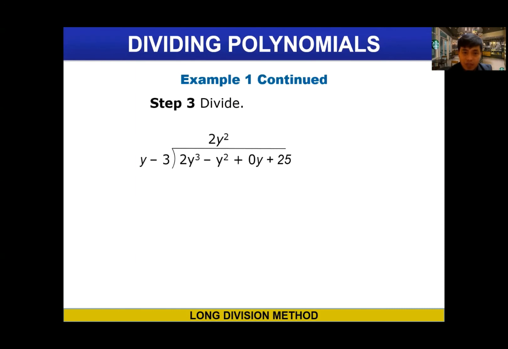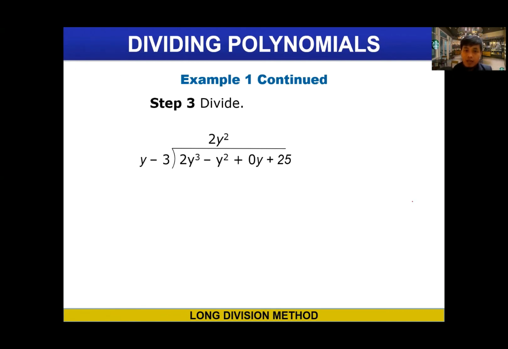Next, step number 3. This is just the continuation of our given in the previous slide. So we have 2y cubed. We're going to divide this 2y cubed by y. Again, we will just divide the first term by the first term here. So 2y cubed divided by y is 2y squared.